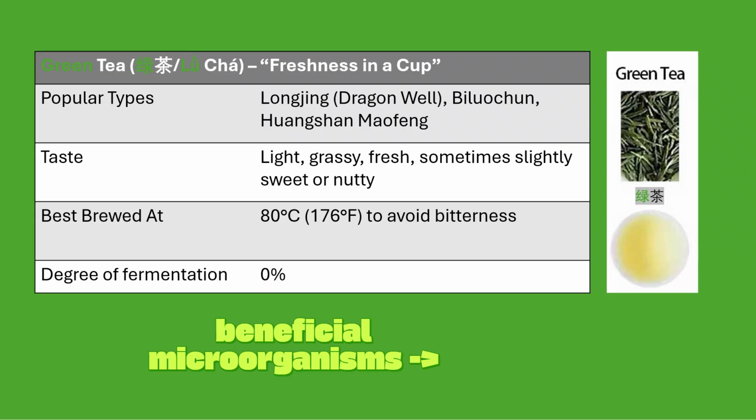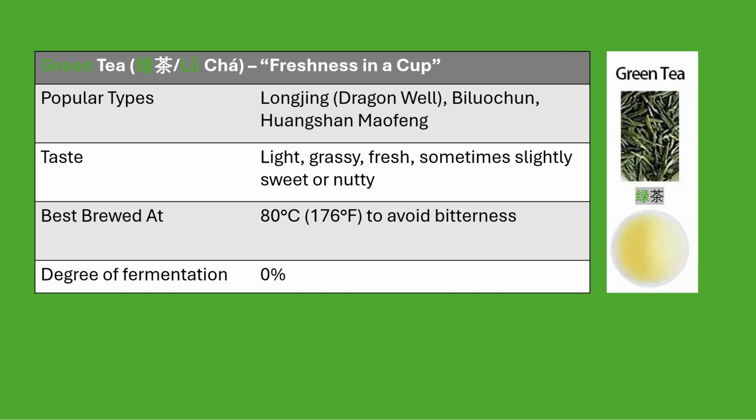Let's start with the most well-known, green tea. This tea is all about preserving freshness. It's freshness in a cup. The leaves are picked and quickly heated to stop oxidation, meaning they keep their green color and grassy aroma.